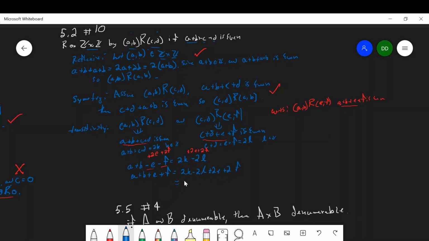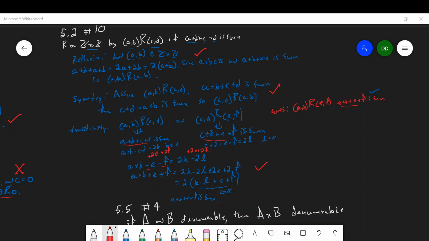But again, everything has a 2 in it, so I can factor that out. This is k minus l plus e plus f. So it's twice this. This is an integer. And so it follows that a plus b plus e plus f is even. Okay, so that one was kind of a tricky one, but we got to it. We showed that this is even, and hence this is transitive. So we do have an equivalence relation here.